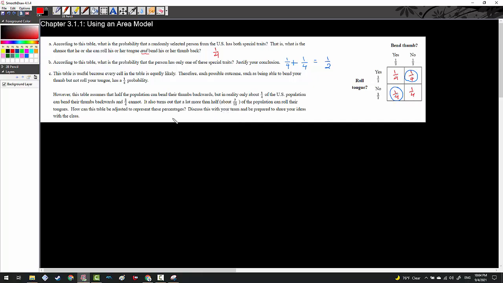Discuss with your team. What they're asking for in part C is they want us to redraw this diagram. I'll switch colors here. They want us to redraw this diagram. So this is the bend thumb, and this is the tongue.